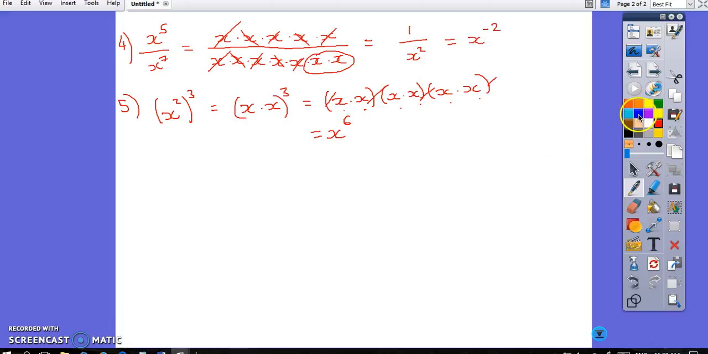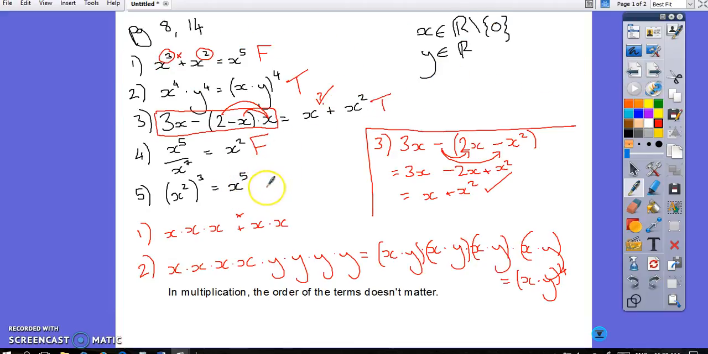And the shortcut rule that we had in class for this, if you remember, is that if we had a power raised to another power, you multiply the powers together, so 2 times 3 gives you 6. Which means that this saying is equal to x to the power of 5 is also false. So you should have only put ticks next to these two answers here. So page 8, question 14 is answered.